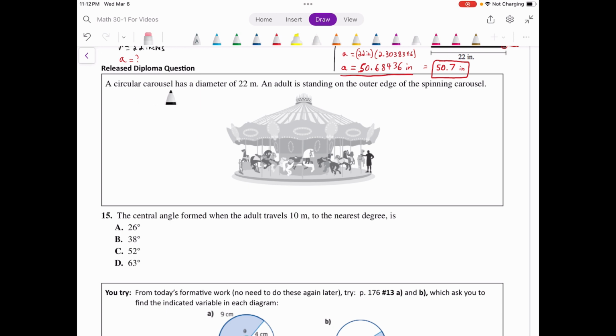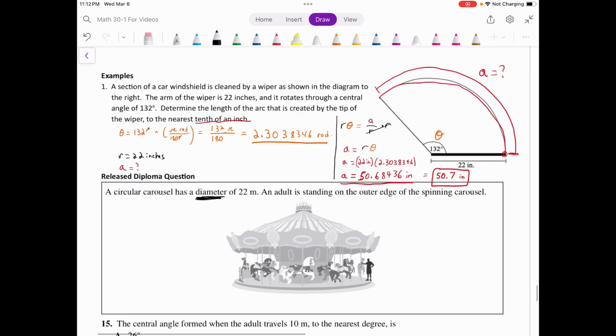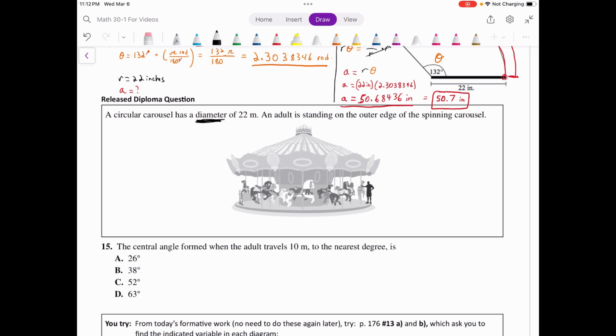A circular carousel has a diameter. Ooh, careful. Don't let them trick you. There's no diameter in our equation. There's a radius of 22 meters.